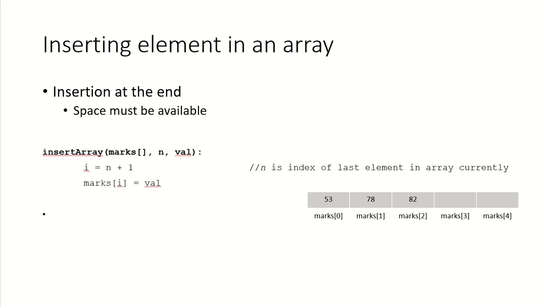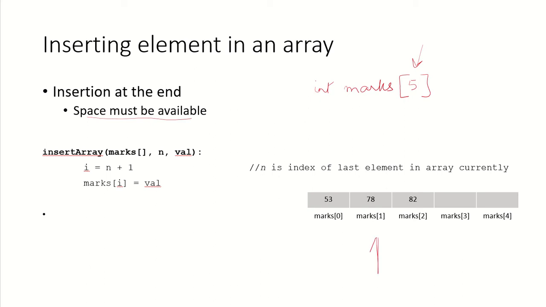In this lecture, we will see how we can insert elements in an array. If we want to add any extra element in the array, then space must be available. Suppose we have an array declared like this, int marks[5]. That means the maximum number of elements in this array can be 5. But if there are already 5 elements, then we cannot add more elements.